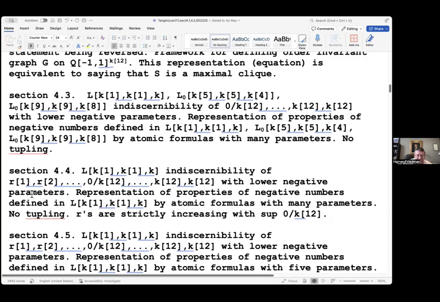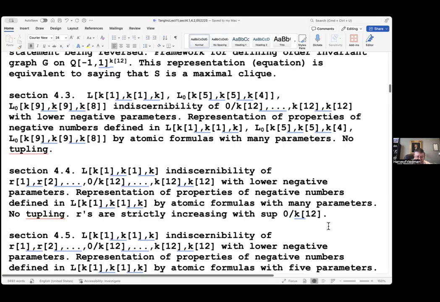Okay, here in section 4.4, we have better indiscernibility. We have the same indiscernibility, but for more numbers. We have indiscernibility with respect to some negative numbers, remember, whose sup is 0. It's always with parameters that are below the indiscernibles used. Properties of negative numbers, with lower negative parameters. Representation of properties of negative numbers is defined in here. Representation also is preserved. So that's what 4.4 does.